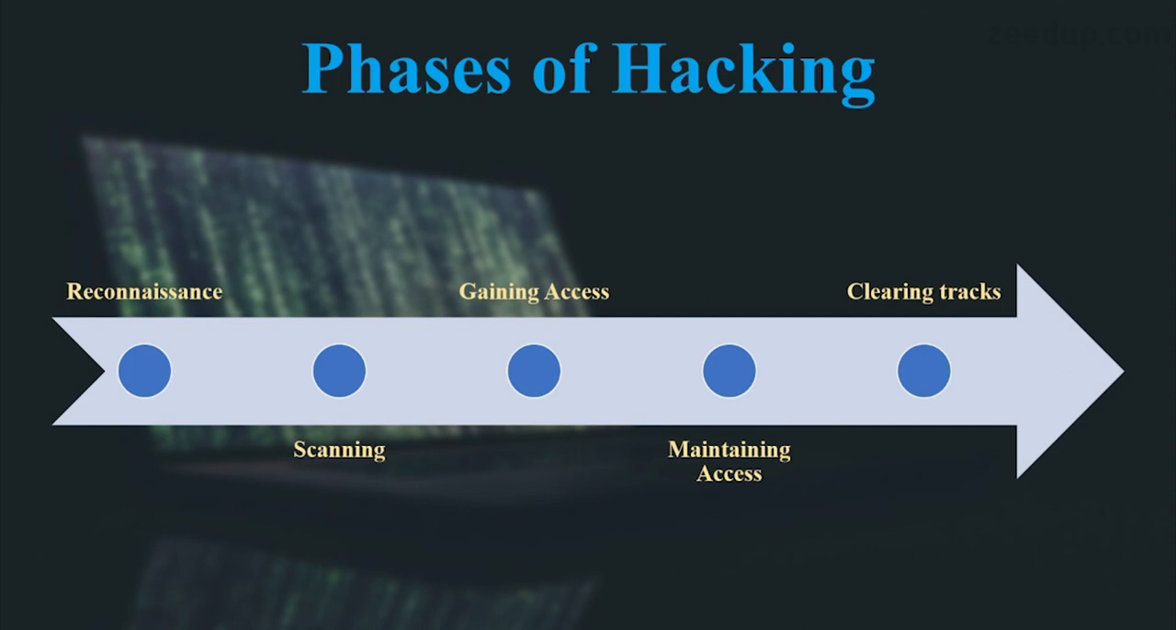And the final step is clearing tracks. Clearing tracks is all about clearing log files and all the footprints that he left in the target system, so that he cannot be backtracked or identified by the target. So these all are the phases of hacking that we are going to focus on in this course. We will cover each and every phase in very detail.